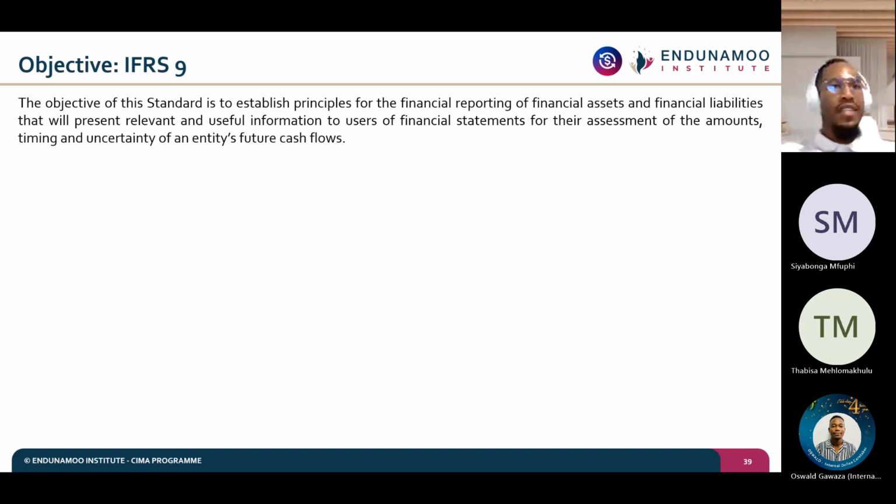IFRS 9 has an objective. The objective is to establish the principles for the financial reporting of financial assets and financial liabilities that will present relevant and useful information to users of financial statements for the assessment of the amounts, where we talk measurement, the timing, where we talk classification as current versus non-current, and the uncertainty of an entity's future cash flows.